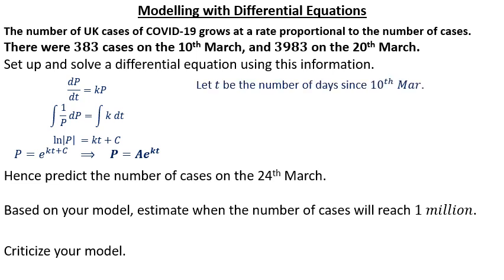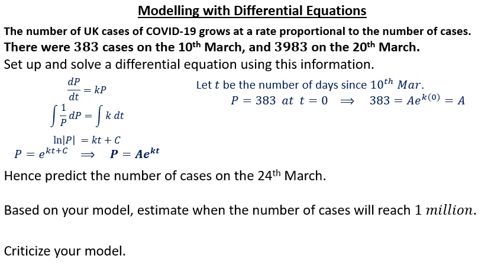So let's define things in a way that makes life a bit easier. Instead of using t equals 10, let's say that t is the number of days since the 10th of March. That makes the 10th of March 0 days since the 10th of March, and the 20th 10 days. So we have information now about what p was when t equals 0. And by substituting that in, you can see that A comes out to be 383.